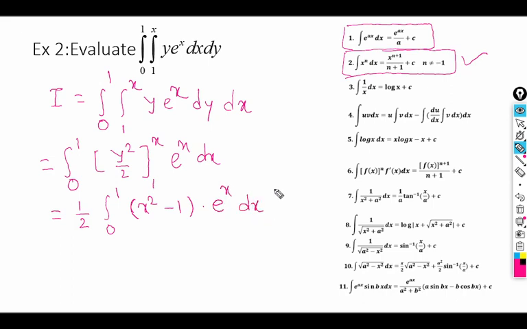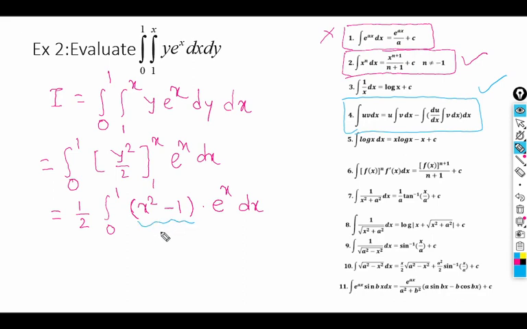Now at the beginning I told you we require formula 1, but that is not correct now. You will observe we do not come across the integral of e raised to x only. We come across the integration of x square minus 1 into e raised to x. So it is a multiplication of two terms. Which formula? The formula number 4 is the correct one. So we are going to use integration by parts.